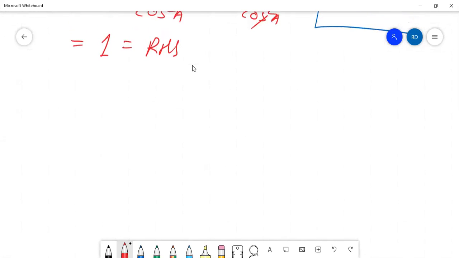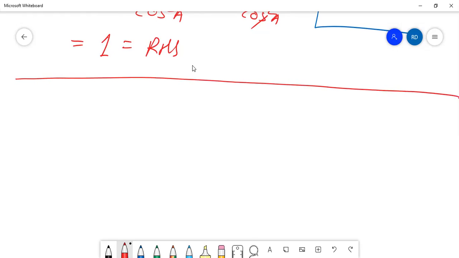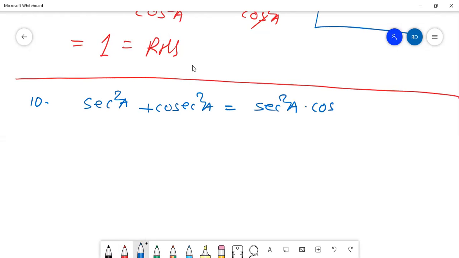Let's solve the next one. The ninth one is similar to this, so I'll directly jump to the 10th question. Ninth one, you can convert all the identities like that only. So example 10: sec square A plus cosec square A is equal to sec square A into cosec square A.